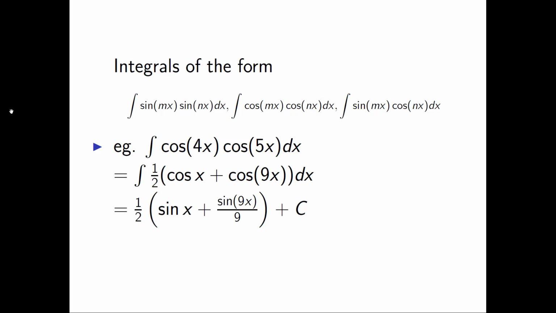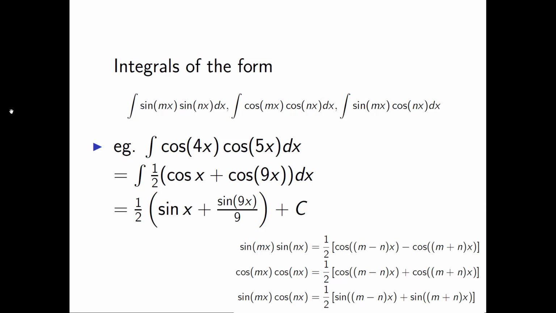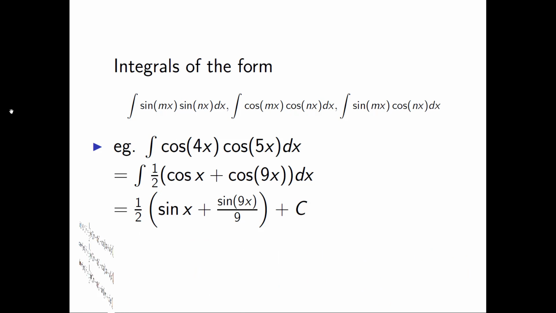So I say those types are a little easier, as long as you have those three identities, which maybe we'll put here one more time, we can always integrate those pretty easily. There are a couple more examples in the book on how you can use this with tangents and secants, but that'll probably do for us for now.